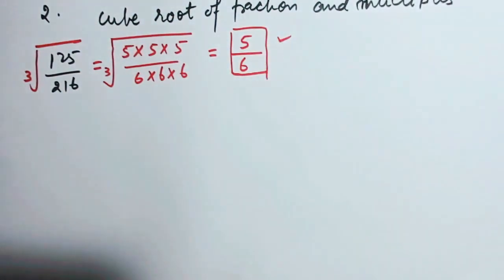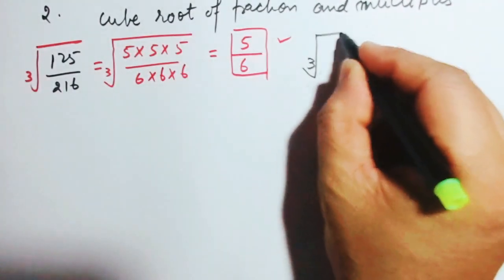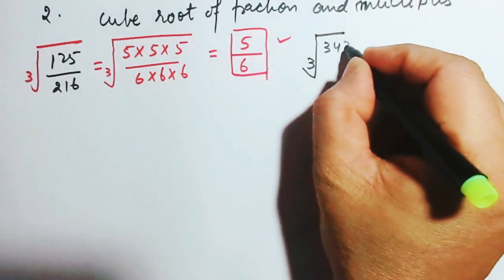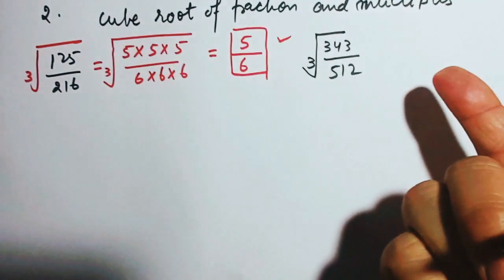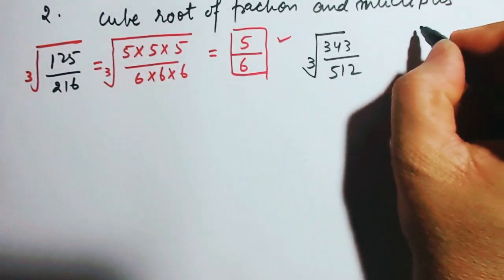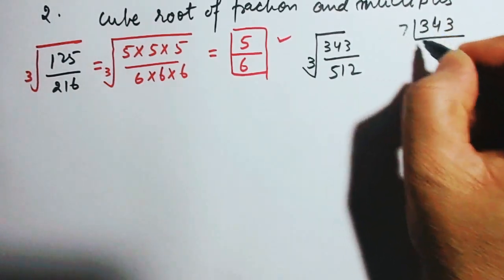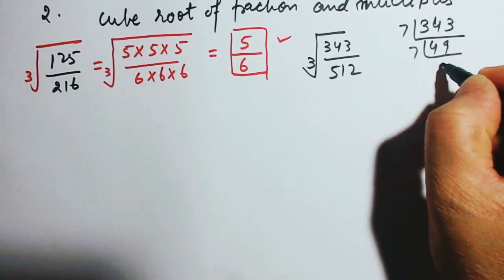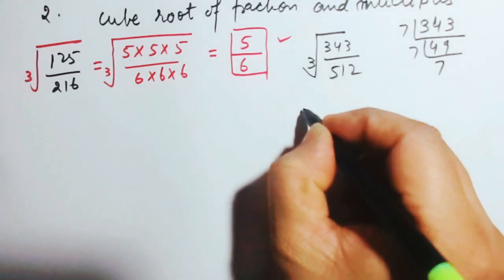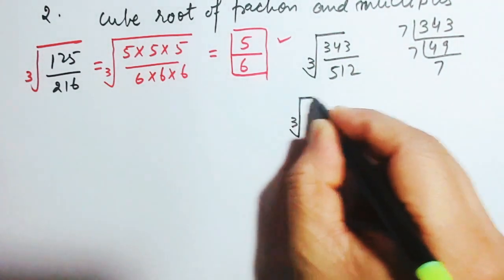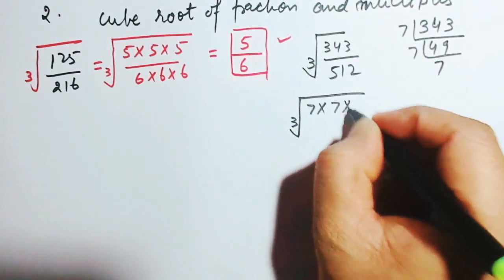Okay, let us take one more. For example, cube root of 343 by 512. So you know what to do. In the same way, you will have to find the factors of 343. So let's find the factors of 343: 7 times 49, and 7 times 7. So the cube root of 343 will become, the factors of 343 will be 7 times 7 times 7.